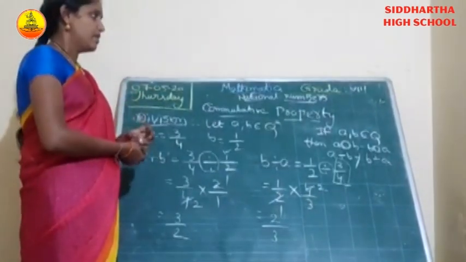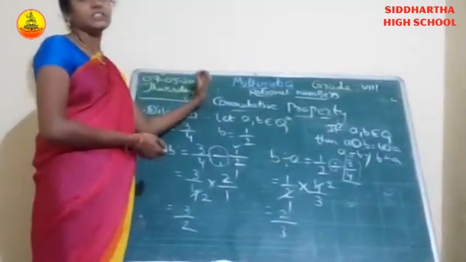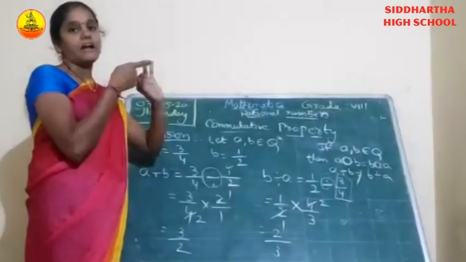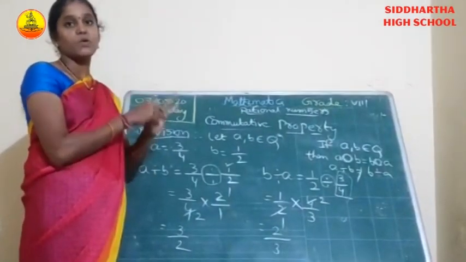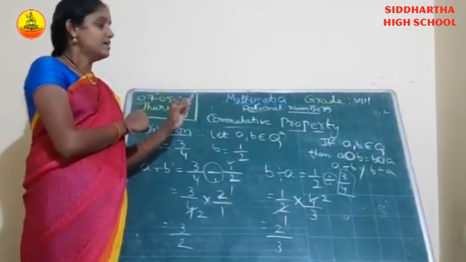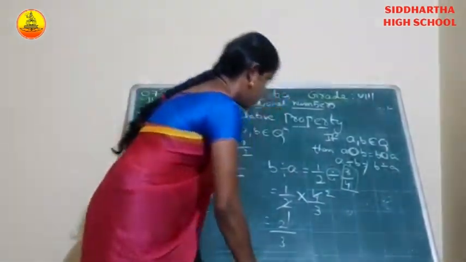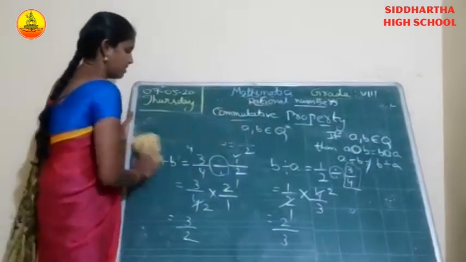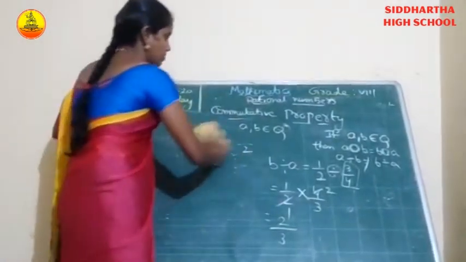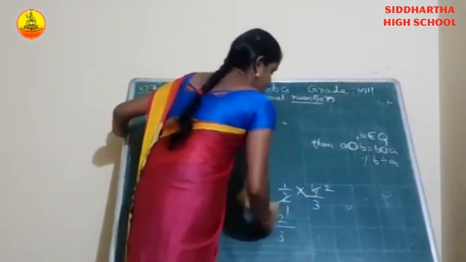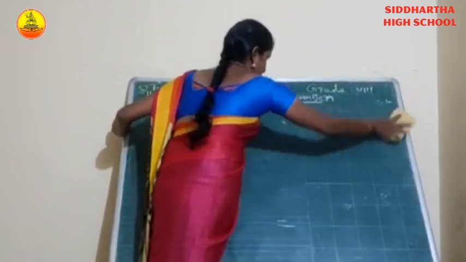Did you understand? Commutative property is satisfied only under addition and multiplication. It does not hold good under subtraction and division. Next. Did you understand, children? What is commutative property? Next, associative property.